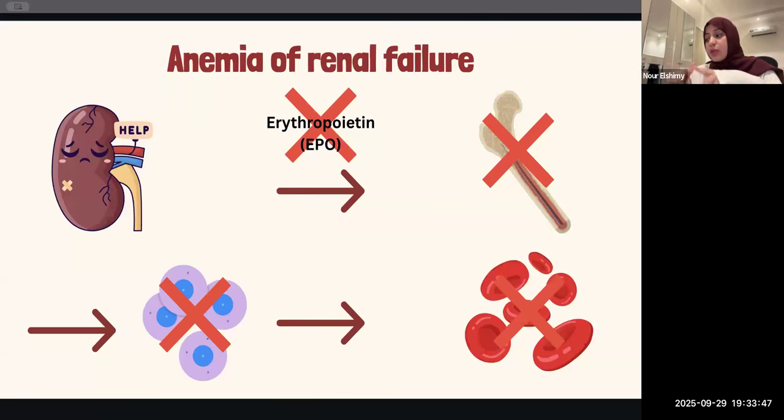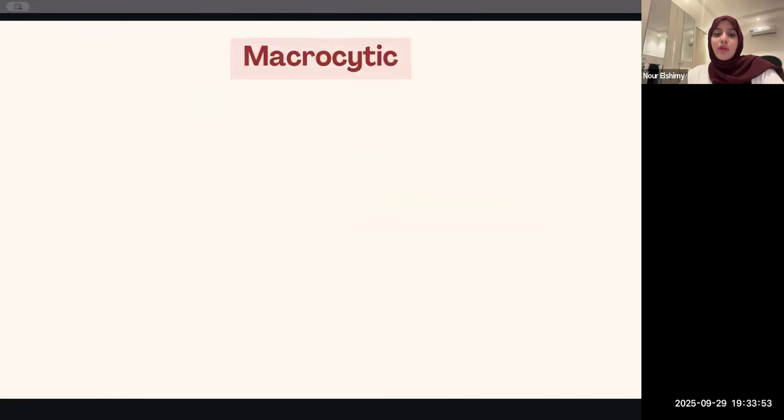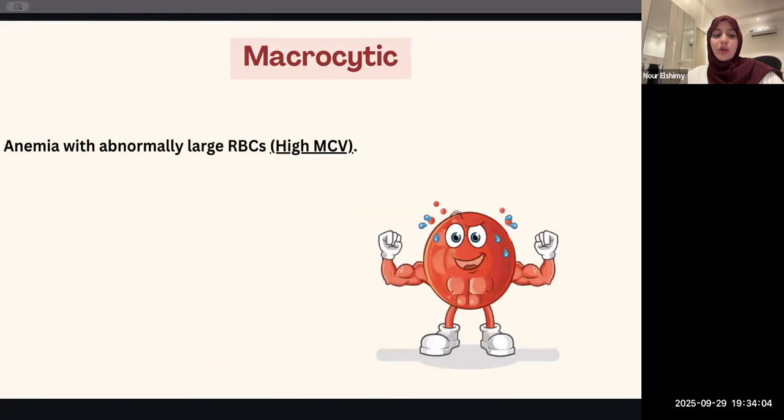Yes, the size is normal. Yes, the hemoglobin content is normal, but the red blood cell production is low. Okay? Finally, let's go to macrocytic anemia. Macrocytic, again, let me remind you, macro means big, cytic means cell, so big cell, okay? So anemia with abnormally large red blood cells having a high MCV, okay?